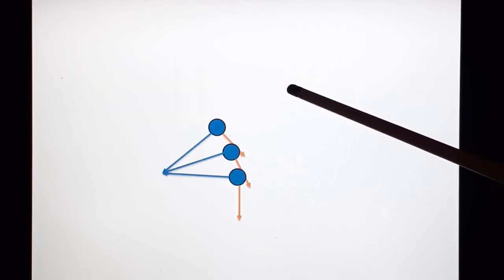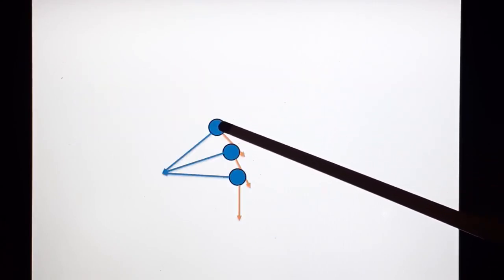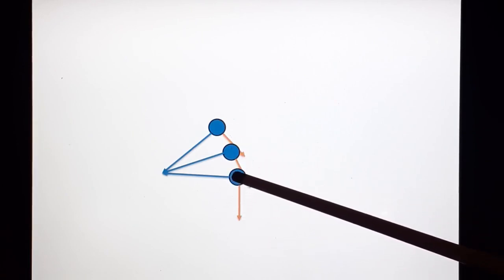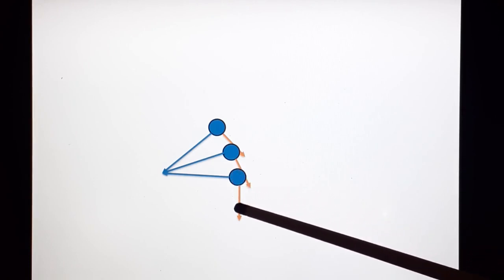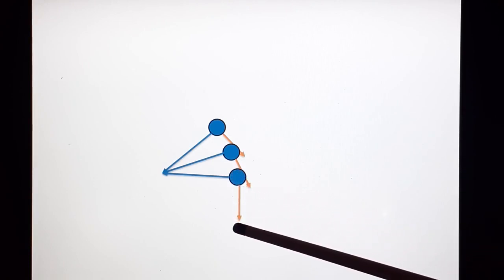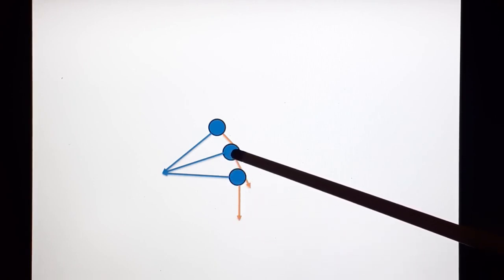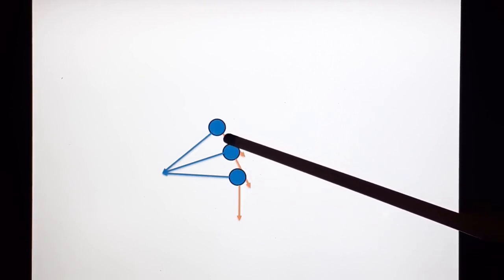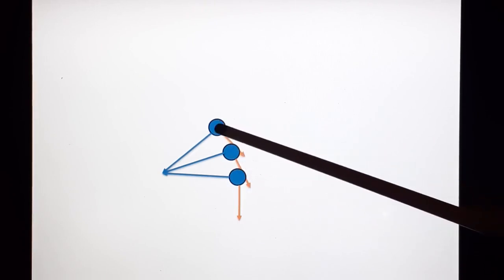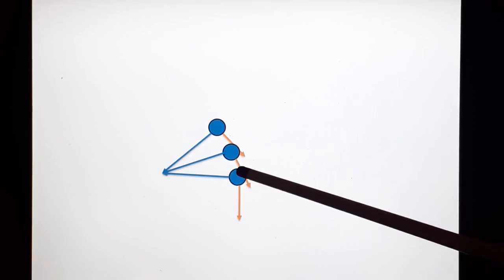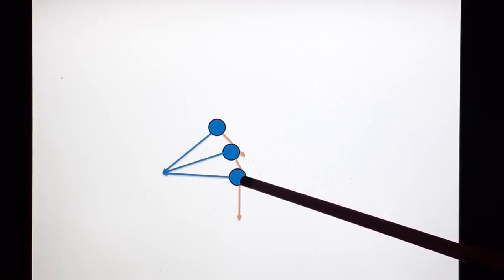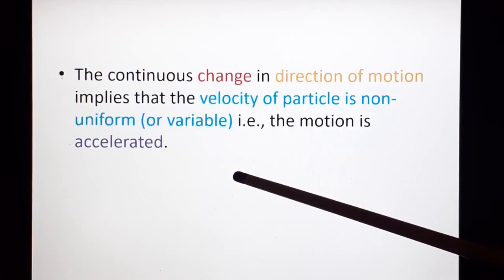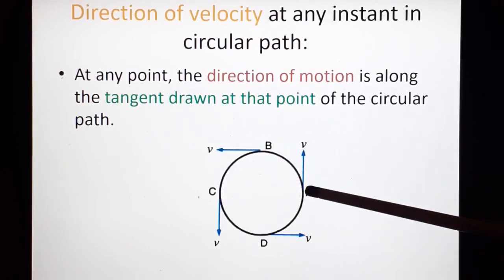If we observe that example, then on a circular path, if at this point you draw a tangent to that circle, it will be in this direction. At this point, if you draw a tangent, it will be in this direction. At this point, the direction of the tangent will be this. So at every point, the direction of motion is along the tangent drawn at that point. Clear? So this is to be kept in mind.